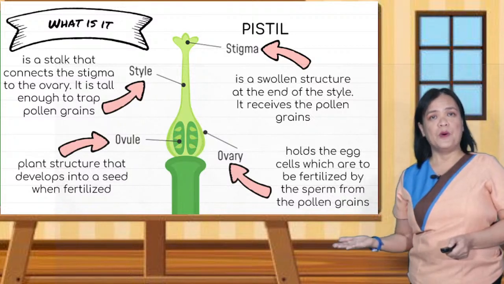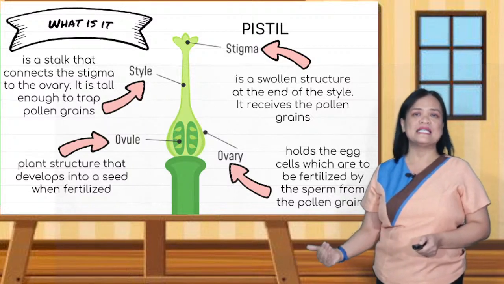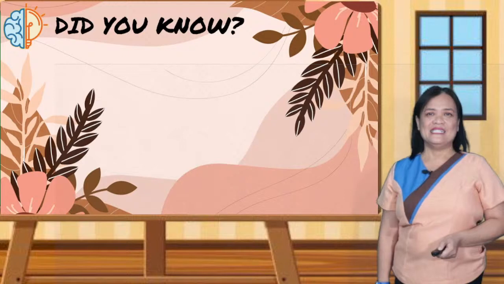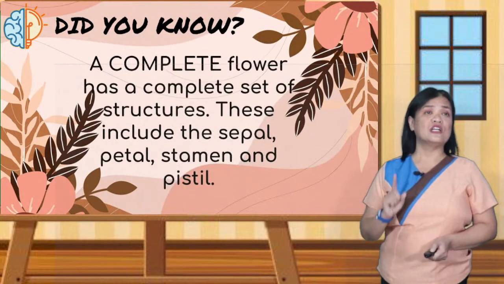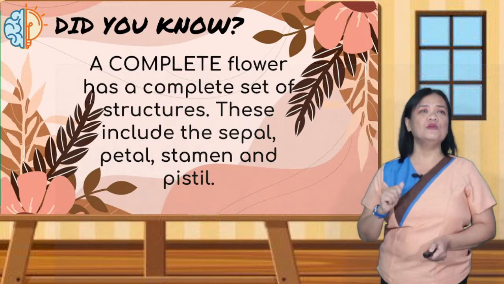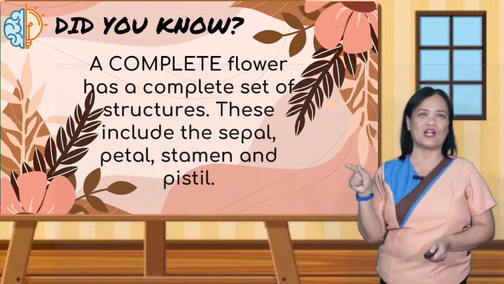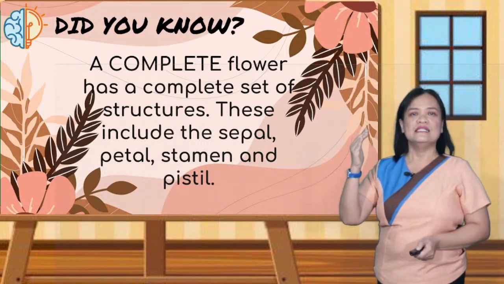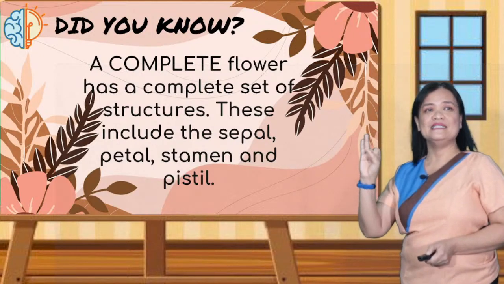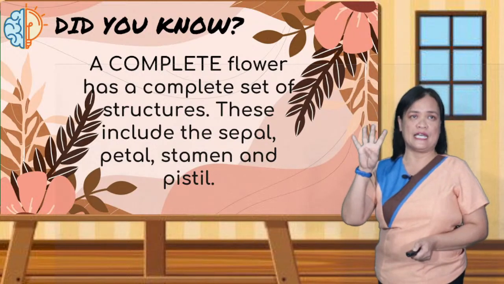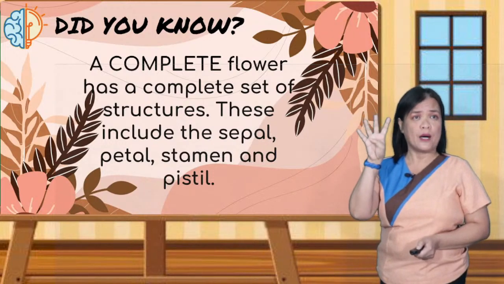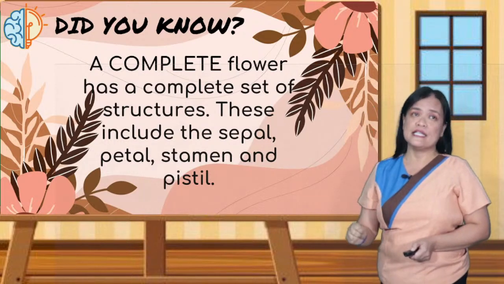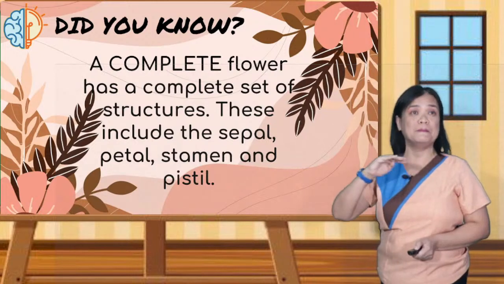Pistil, composed of stigma, ovary, style, and ovule. Alright. So, did you know a complete flower has a complete set? From the name itself, siyempre, complete. Siyempre, kompleto ang set of structures. This includes the sepal, the petal, the stamen, and the pistil. These are the major parts of a flower. Okay? So, tinatawag na complete flower ang isang flower if it is a complete set.